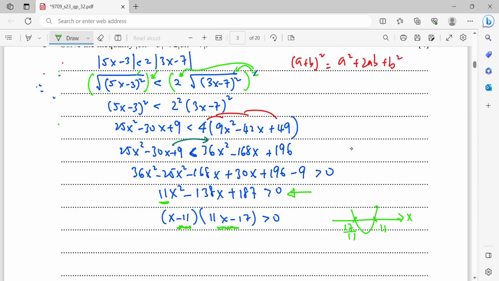Then the final answer is based on this inequality sign. Since it is greater than 0, that means it will be above the x-axis. So we will accept these two regions or these two intervals. So my final answer based on the graph will be x less than 17 over 11 or x greater than 11. Okay, so this is the solution for question number 1.